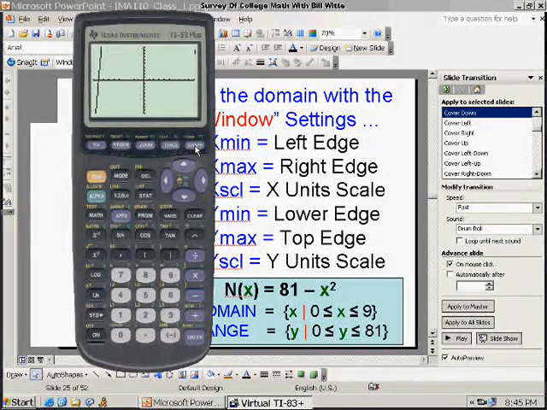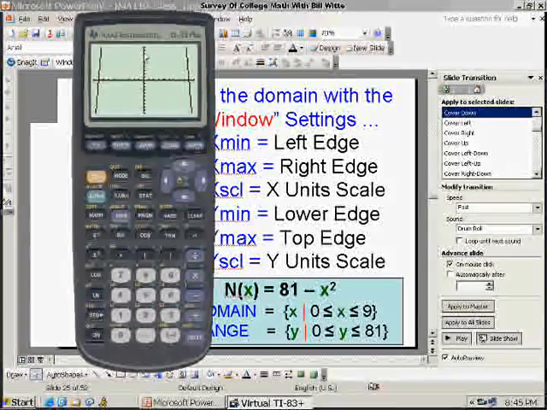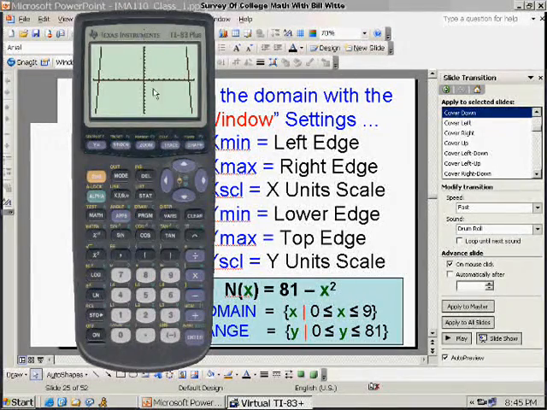Now that's the whole graph. It goes all the way up to 81. You see each of these little clickers here, units. It's going to go up to 81. It's going to be very difficult to read. And remember, I was only interested in the numbers from 0 to 9. So now what do we do? Well, I'll tell you what.